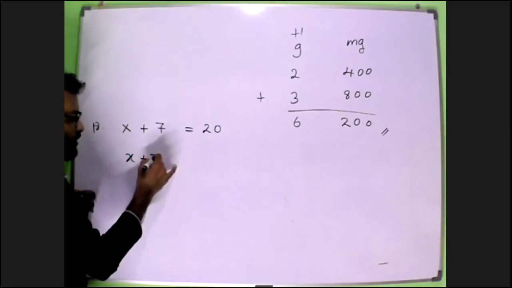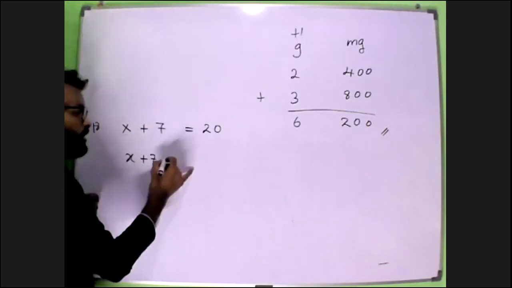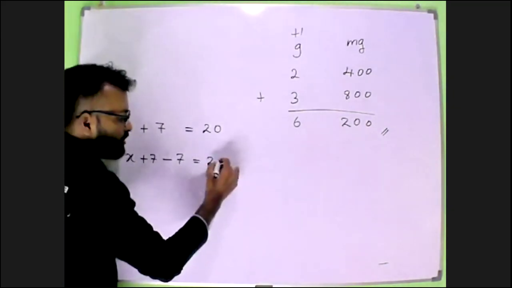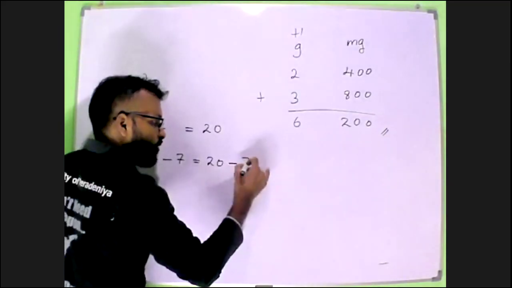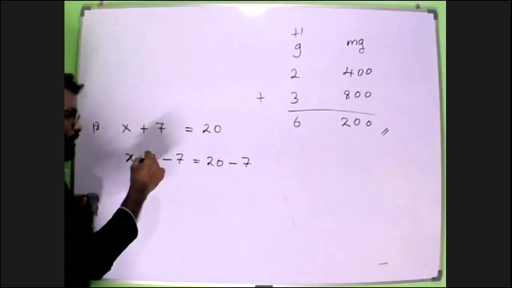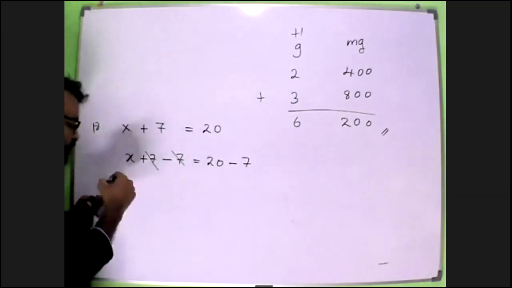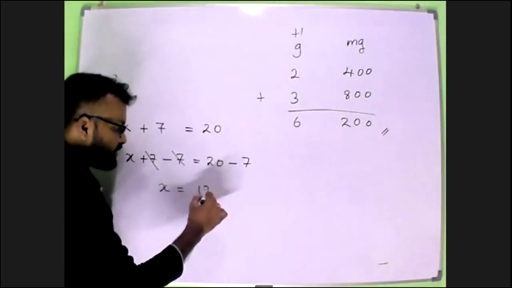x plus 7. So how do you remove this 7 from your left hand side? You need to subtract 7 from both sides, right? If you subtract 7 from your left hand side, you need to subtract 7 from your right hand side as well. Plus 7 minus 7 goes, and then you find 20 minus 7, which is 13.